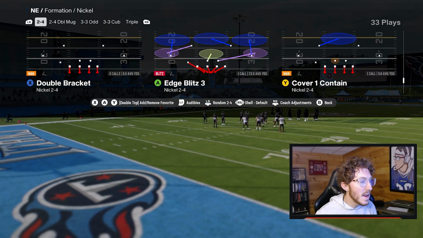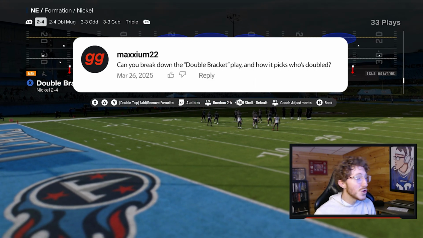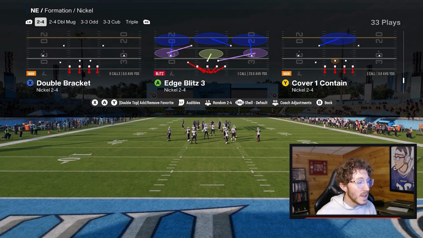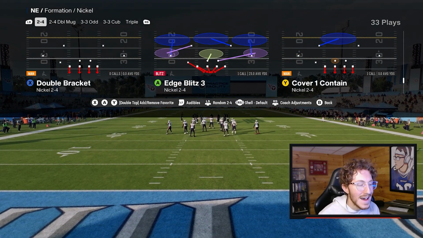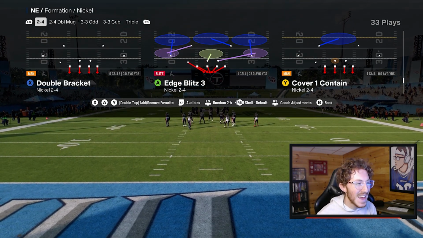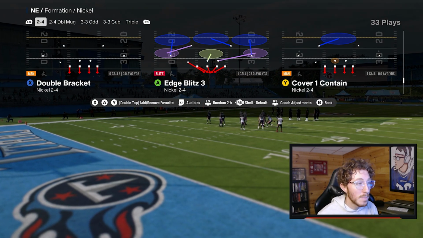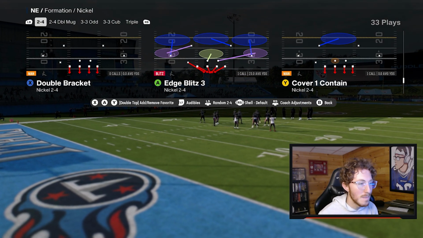Our next question today comes from Maxium22, and they ask, can you break down the double bracket play and how it picks who's doubled? So the double bracket play is a newer play in the game this year, and you're going to see that with double wide receiver 1, double wide receiver 2, and this double bracket play as well. And these are in both college football and Madden also.